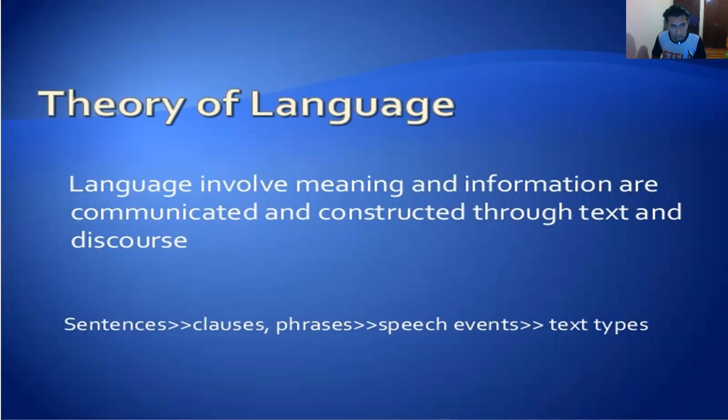The theory of language. Language involves meaning and information that are communicated and constructed through text and discourse, sentences, clauses, phrases, speech events, and text types.